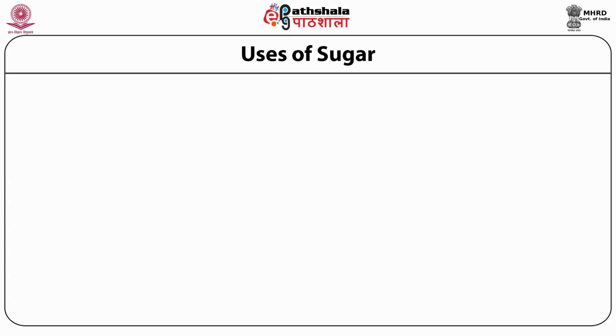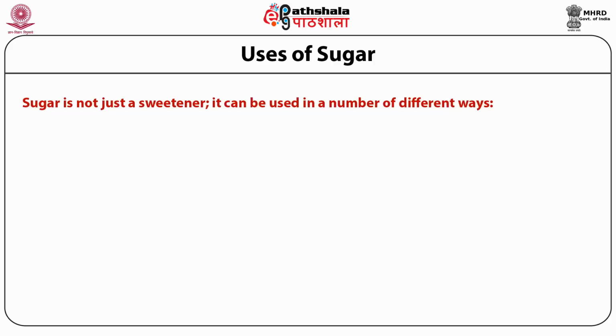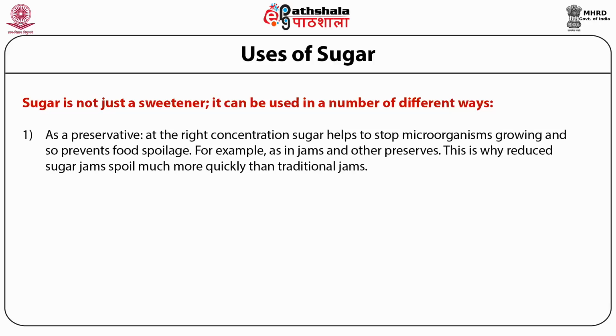Dear students, after going through different types of sugar, let's have a look at the uses of sugar in the food industry. Sugar is not just a sweetener, it can be used in a number of different ways. First is as a preservative. At the right concentration, sugar helps to stop microorganism growth and so prevents food from spoilage, for example in jams and other preserves. This is why reduced sugar jams spoil much more quickly than traditional jams.